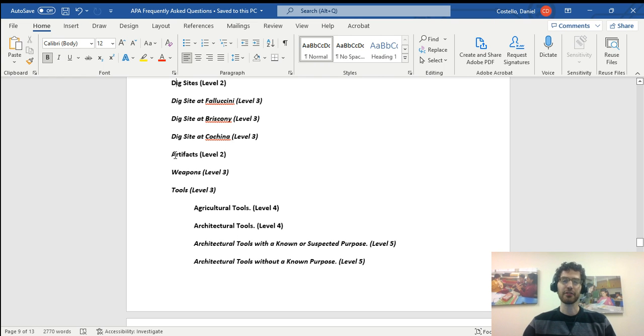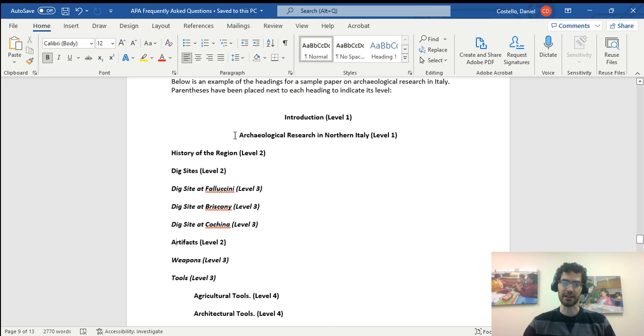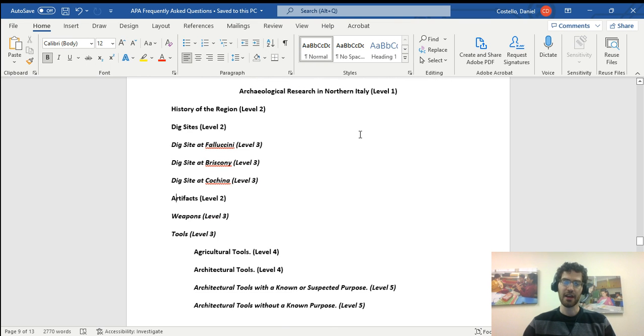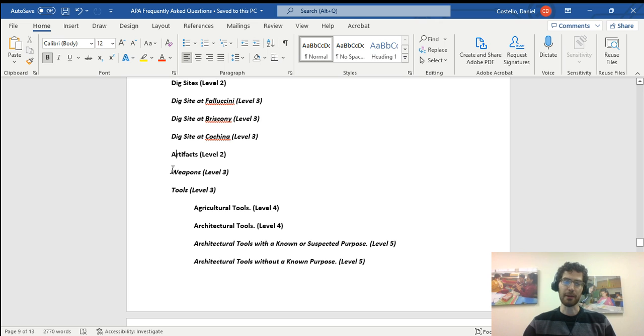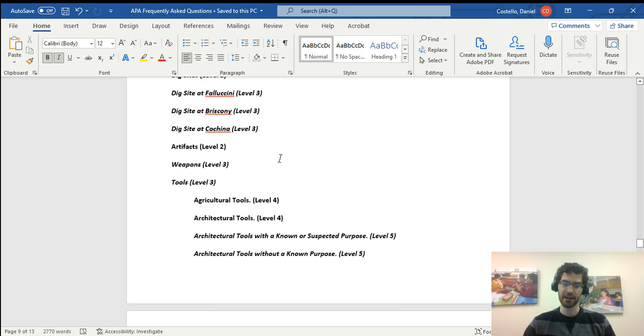And then we go to artifacts, which brings us back to a level 2 heading, because we are now on a new topic within archaeological research in northern Italy. So then we would have weapons, which is a level 3 heading. That's one type of artifact. Tools, another level 3 heading.